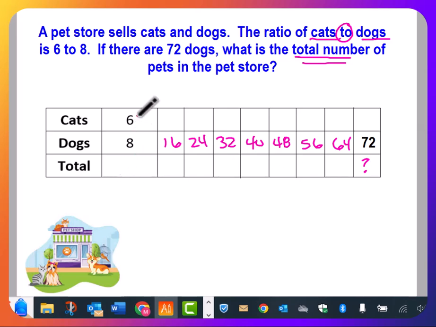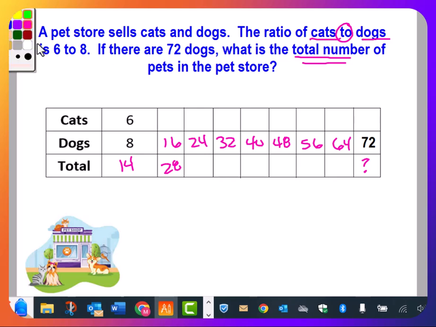Okay. So you could do the same thing for the total. But first we have to find the total. Well, if there are 6 cats and 8 dogs, add them together and you get your total, which is going to be 14. Then you can list your multiples of 14, 14, 28, and so on. And honestly, I don't know my multiples of 14. So I'm going to try to find something a little bit easier.